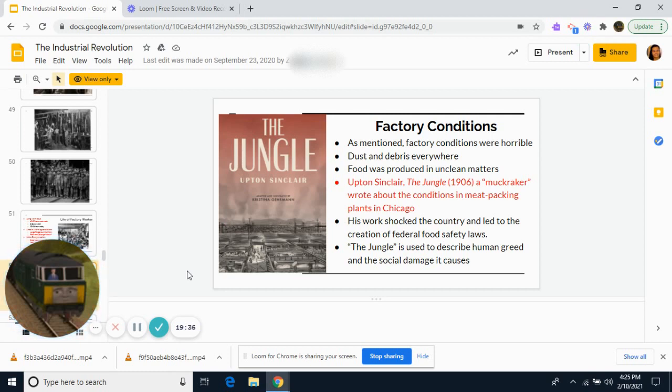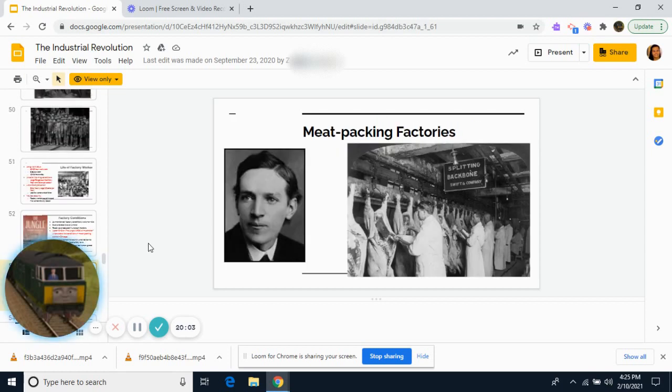The jungle is used to describe human greed and the social damage it causes, like a lot of things that happen. I'm not talking about the jungle where it's all a bunch of trees and stuff. I'm not talking about that. I'm talking about what is described here. All the buildings and all the laws were mostly not sensible at all, or it could be sensible. Meatpacking factories.